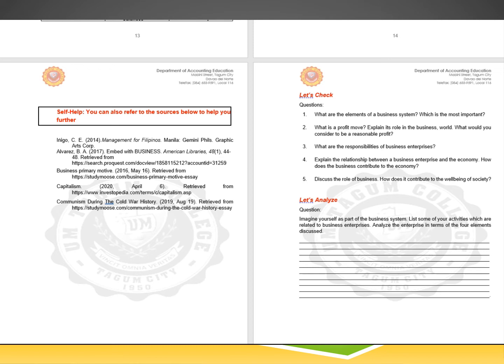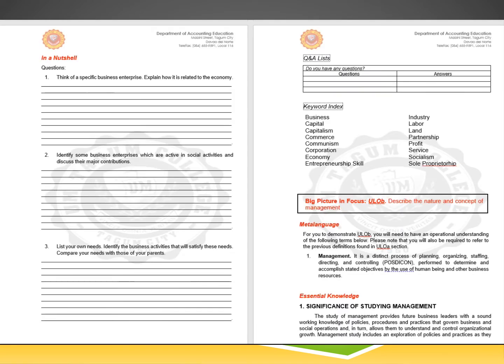After let's check, we have let's analyze. This is a deepening of your understanding of the particular topic presented. The next section is in a nutshell, where you present a summary of what you have learned in this lesson. And then the Q&A list: along the way, as you read the essential knowledge, if you encounter some confusions, you may take down the questions here so that in our live or online meetings, you can raise them so they can be addressed and clarified.